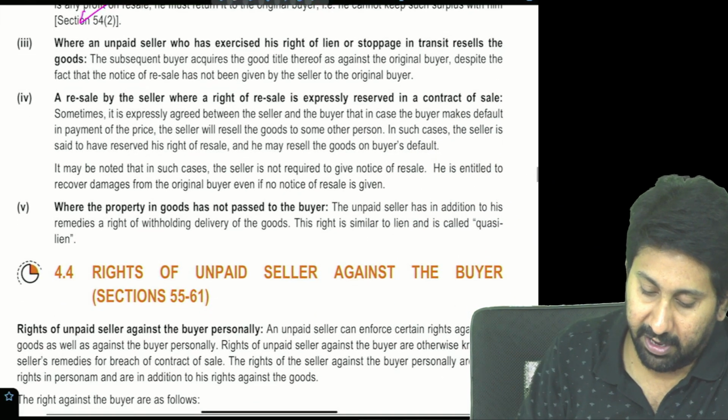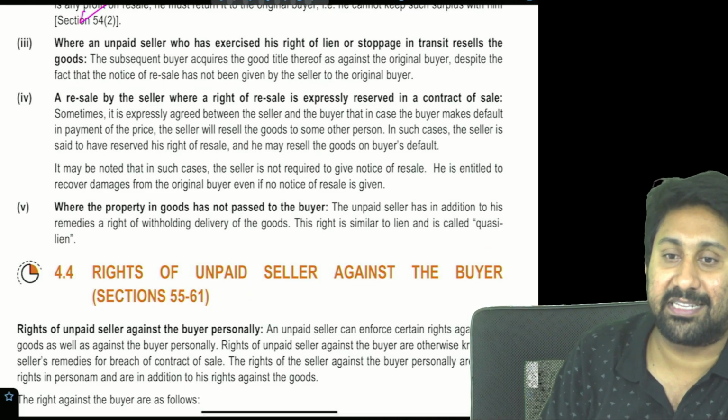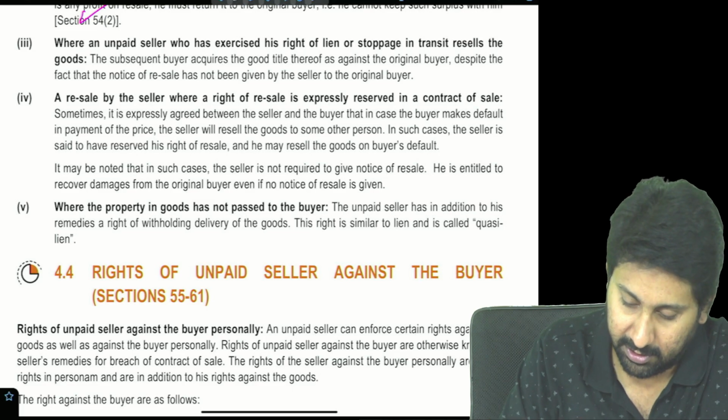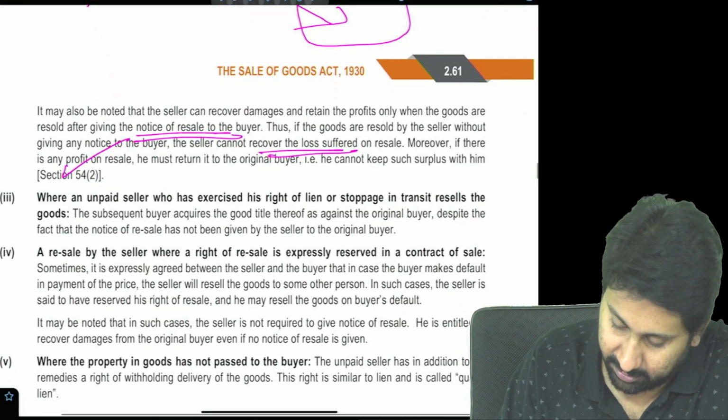Next, where an unpaid seller who has exercised his right of lien or stoppage in transit resells the goods. Okay, what is the first one?